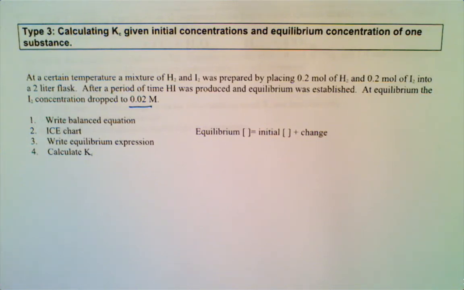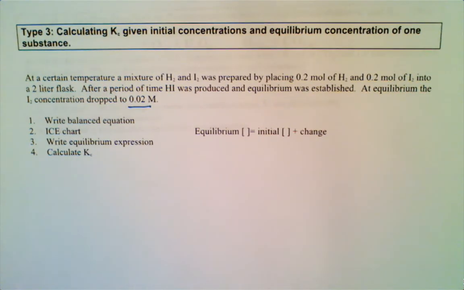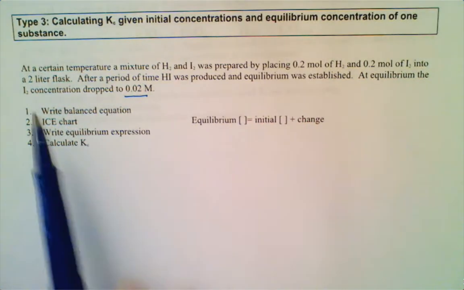In type 3 calculations, you are going to be calculating the equilibrium constant, and you will be given initial concentrations and equilibrium concentrations of one of the items in the question. So let's go through an example to show how this type of equilibrium calculation works.